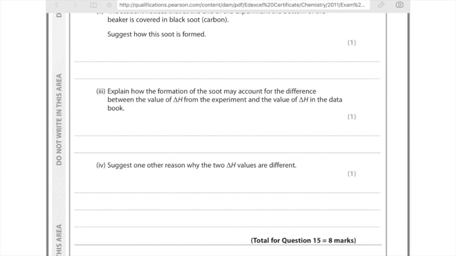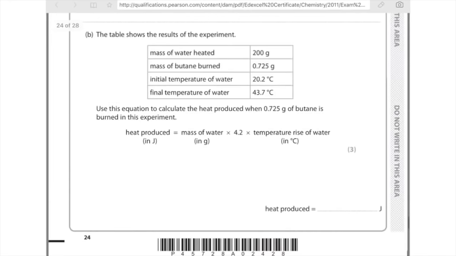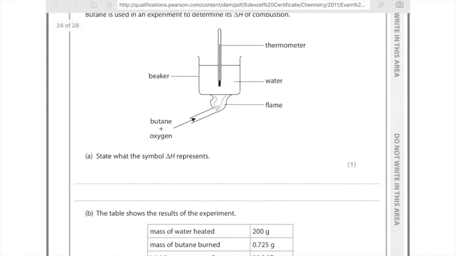Suggest one of the reasons why the two delta H's are different. I actually already alluded to that at the beginning of the question, and that's due to heat loss to the surroundings. So yeah, I know that's a weird way of showing you these questions, but they're all the same, so I thought that would be the most helpful.